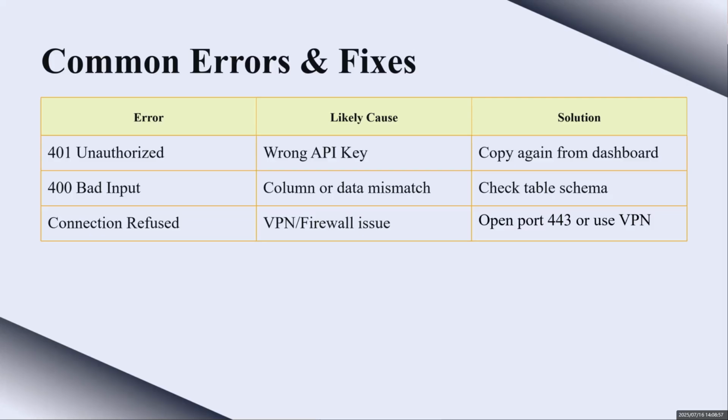Also, if you have the 400 bad inputs, this means that you're having a mismatch. Maybe what you have specified for the table based on the row and column is not corresponding to that found in the Supabase. So what you need to do is go back to check the table schema and make sure you give it a perfect match. Next, we have connection refused. This could be as a result of VPN or Firebase issue. So try to check your connection. If you have to switch on or switch off your VPN, you can do that. You could also open port 443, or you could use the VPN to correct that.